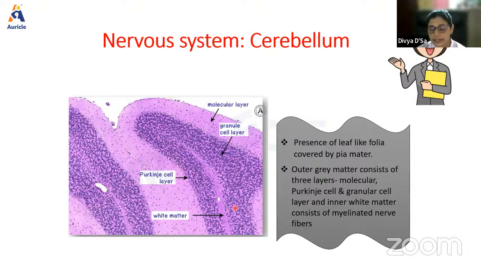In the molecular layer, towards the outer part we will see the stellate cells, whereas toward the inner portion we see the basket cells. Then we have the single layer of flask-shaped cells, which is the Purkinje cell layer. And beneath that is the granular cell layer.